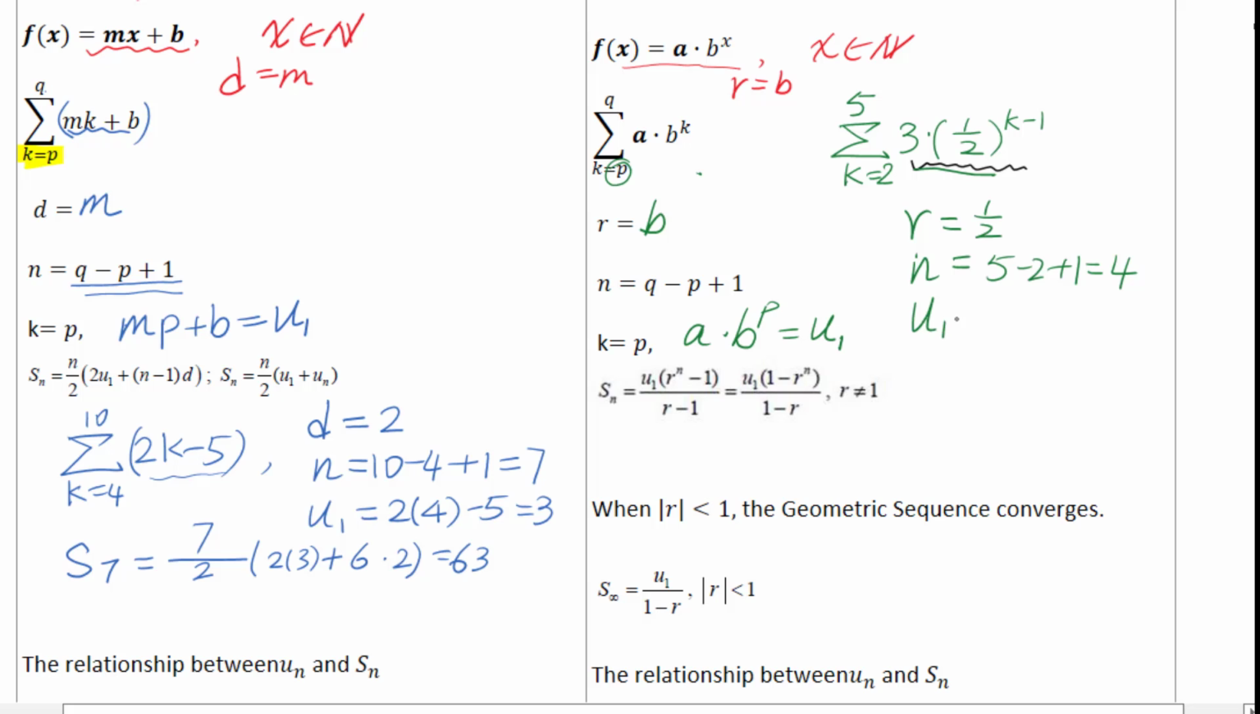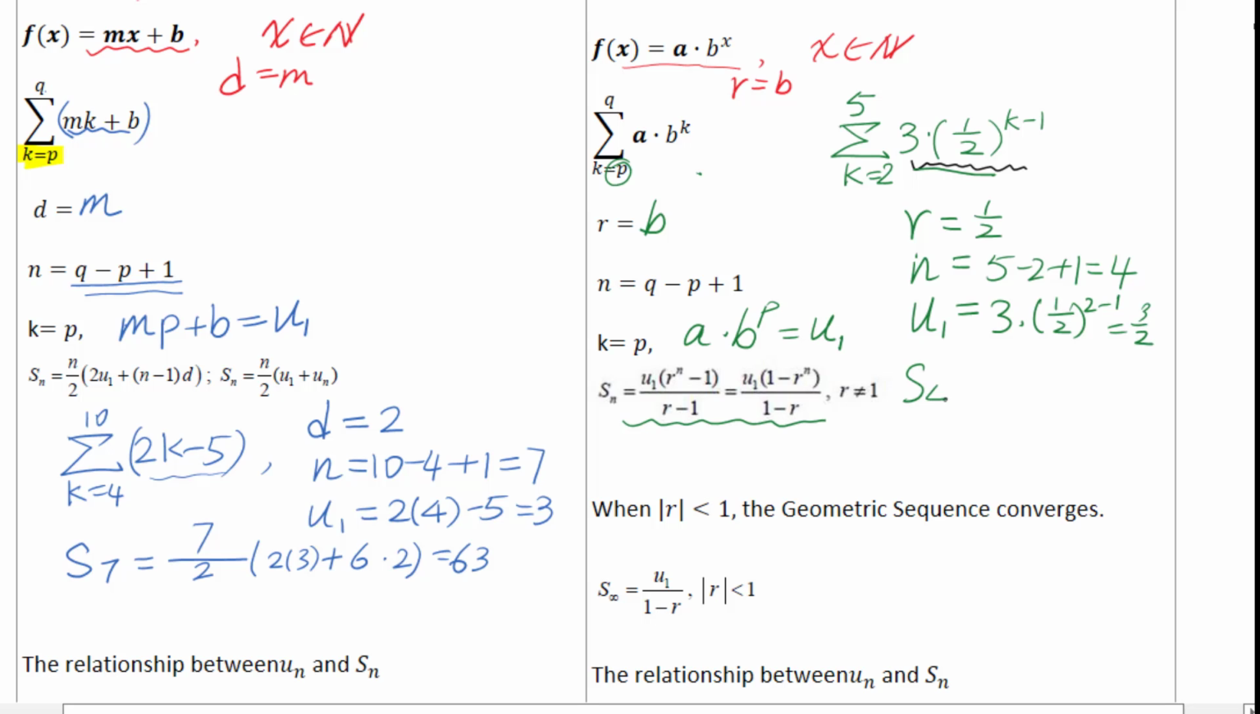The first term will be the starting term of this summation. That is 3 times 1 over 2 to the 2 minus 1th power. That equals 3 over 2.